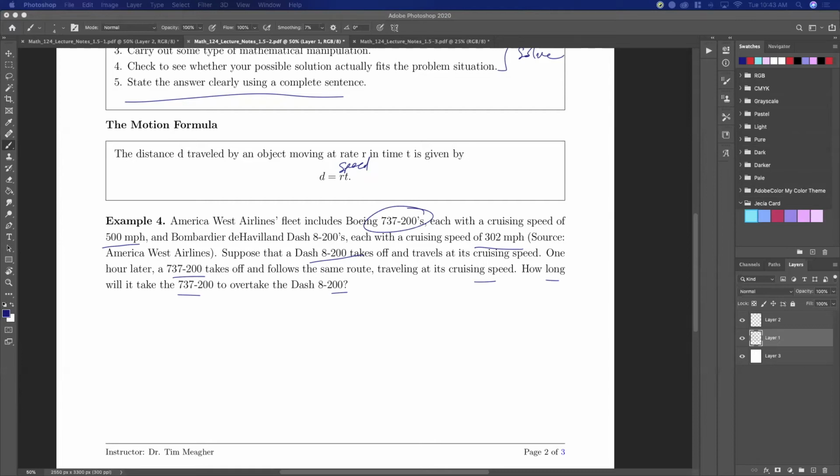So let's simplify ourselves. What do we have here? We have the Boeing, right? Let's just make this real. Let's just call this the Boeing, and the other one the Dash, just to keep our lives easier. The Boeing travels at 500 miles per hour. The Dash goes at 302 miles per hour.